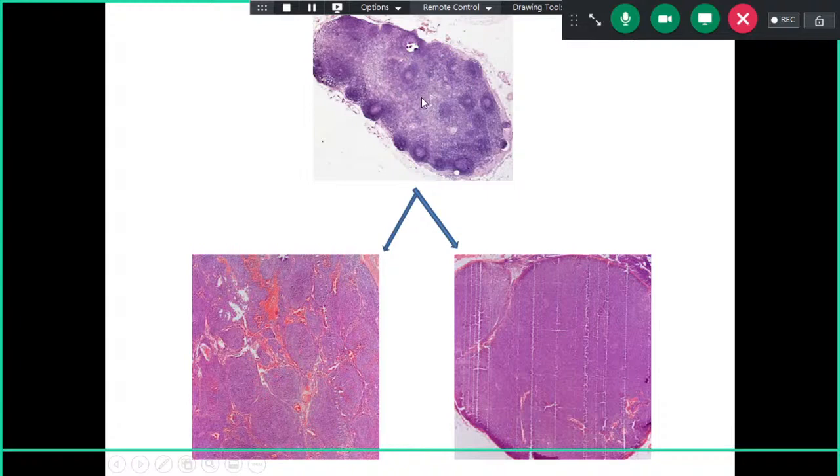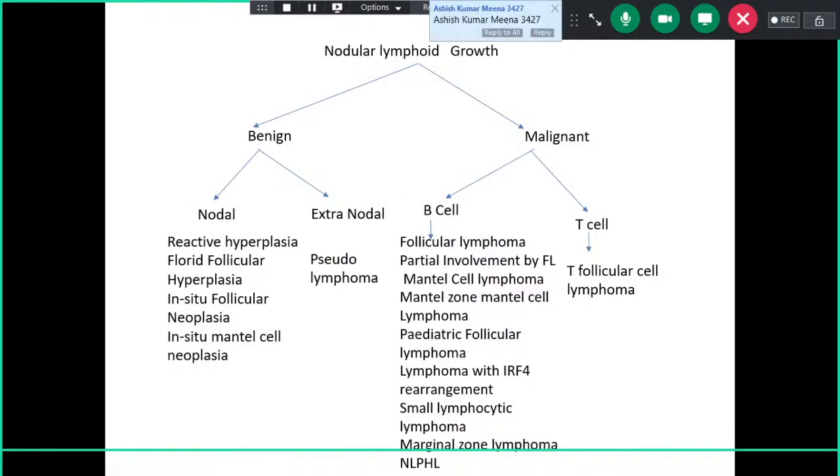Once there is a lymphoma, the architecture is lost. You don't find this cortex and medulla. What you can find is either this kind of follicle back to back, or this kind of diffuse area. If you find a follicular pattern, what are the lymphomas? It could be follicular, mantle cell lymphoma, or small lymphocytic lymphoma. Usually follicular lymphomas show a follicular pattern, but other lymphomas can also present with a follicular pattern.